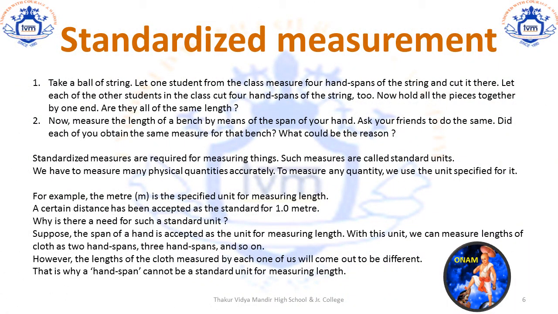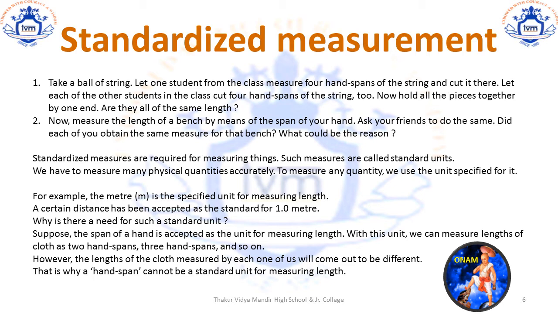The story behind the festival of Onam clearly highlights the need for standardized measurement. The story of the Onam festival highlights two important things. Firstly, initially, measurement was done using body parts. Second, since everybody's bodies were different, the measurement taken by each person was also different. This highlights the need for standardized measurement.